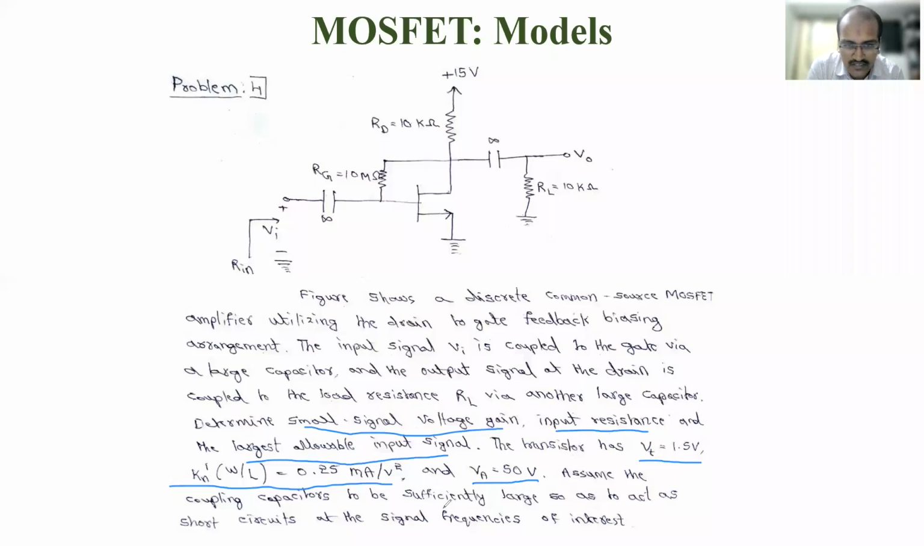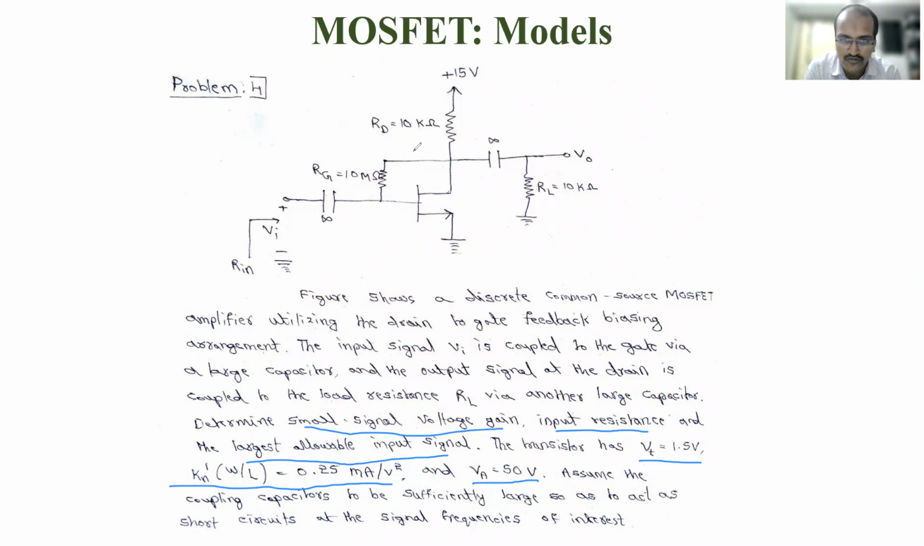Assume the coupling capacitors to be sufficiently large so as to act as short circuits at the signal frequencies of interest. So that's already done. Assume it as infinity. Here, normally Vi is the input, and it is given to a MOSFET. The MOSFET acts as an amplifier, and that amplified output will be available at the drain terminal. For that, the drain to gate feedback resistor biasing arrangement is used.